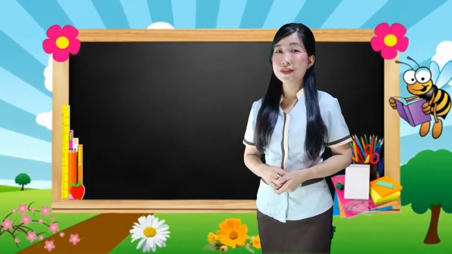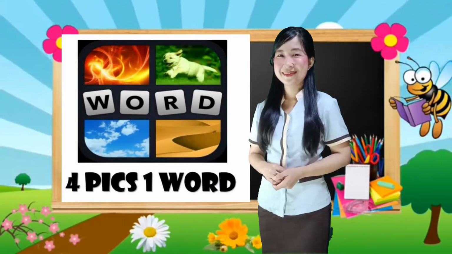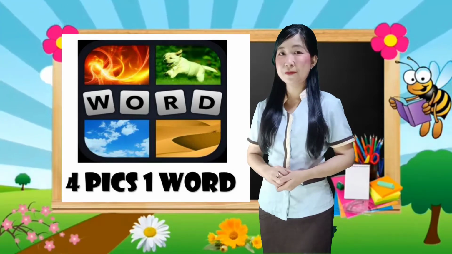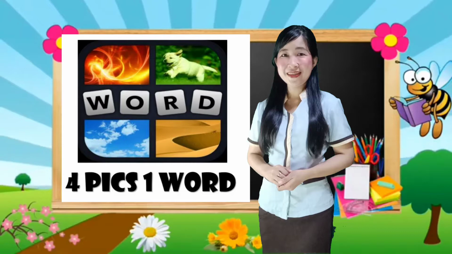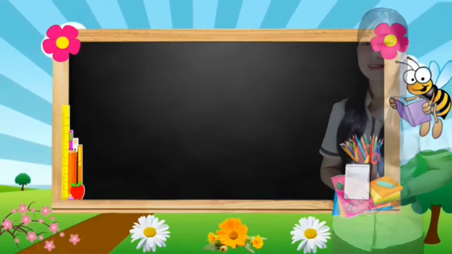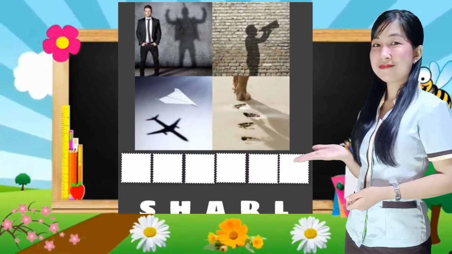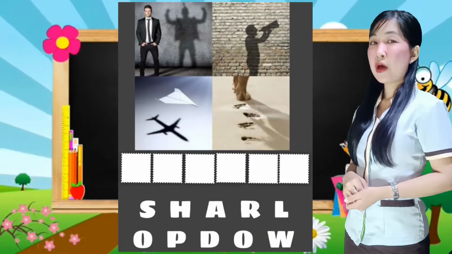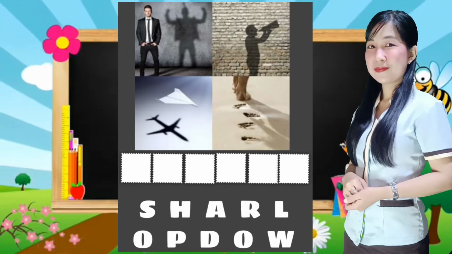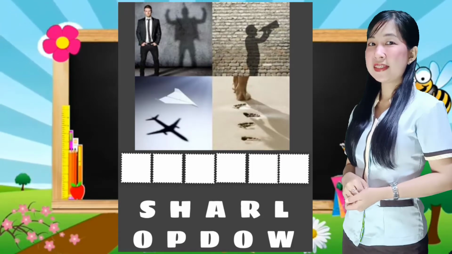Before we proceed on our topic, are you familiar with 4 Pics 1 Word? Yes, you have to guess a word based on the given pictures. Are you ready? Let's get started! Picture number 1. What do you think is the answer? Very good! The answer is shadow.